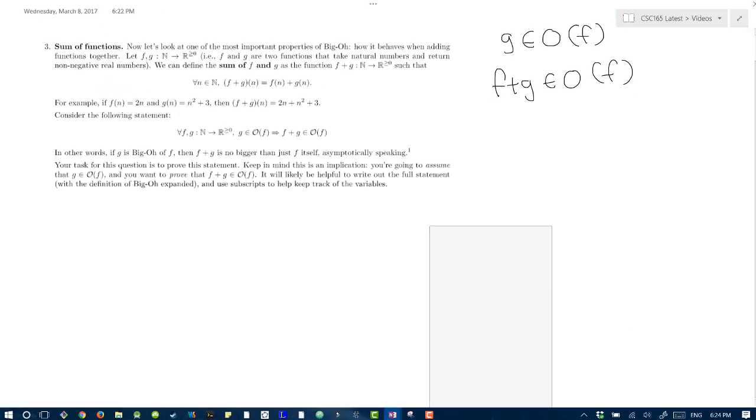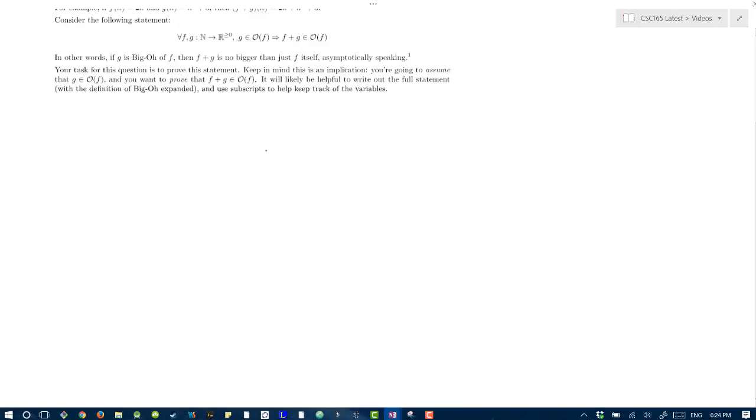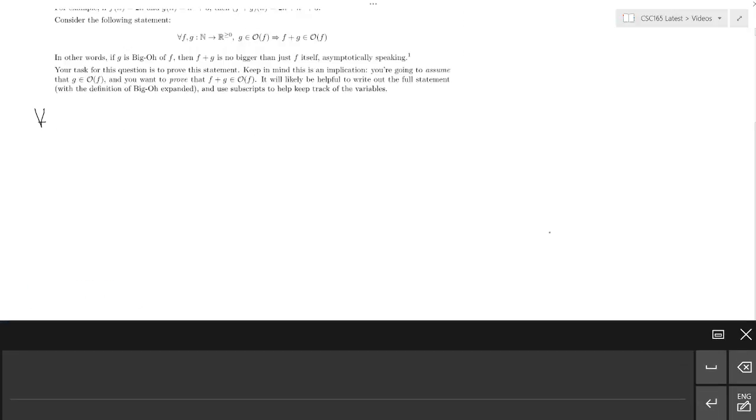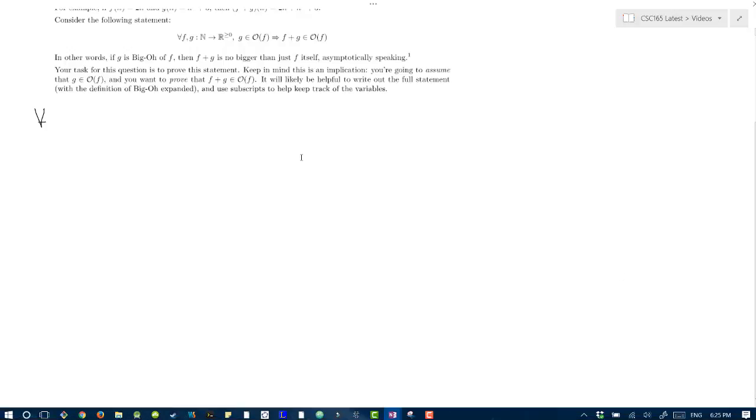Let me scroll down a little bit. Okay, so let's get started here. Let's write out what this actually means. So let's expand both of these. So we have f, g. This means we have two functions, f and g, and they map from natural numbers to positive real numbers.